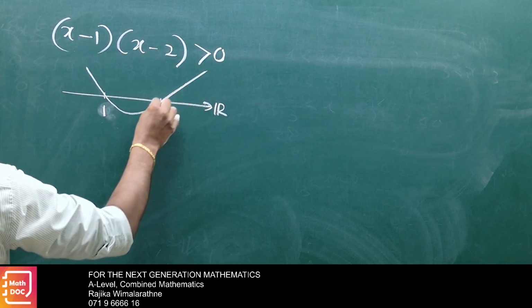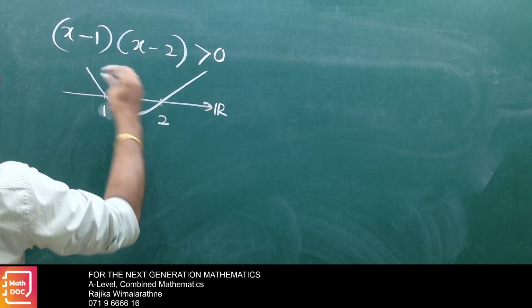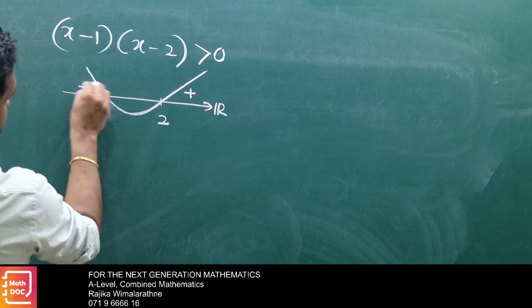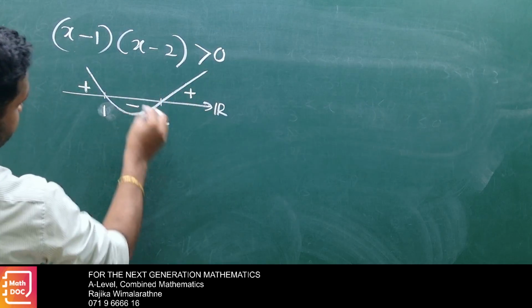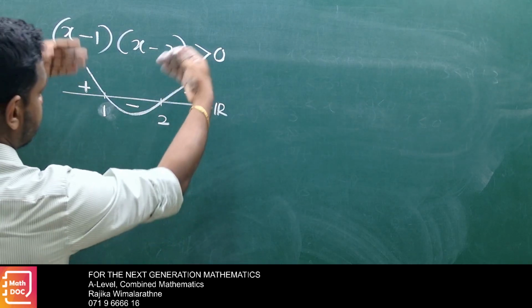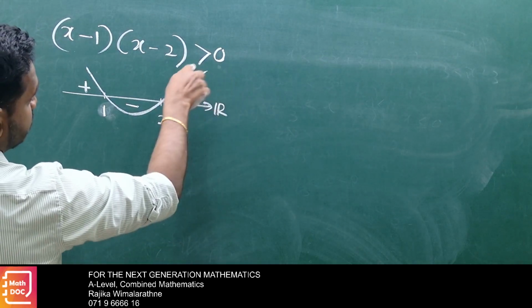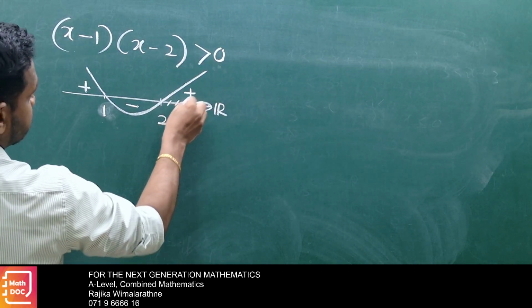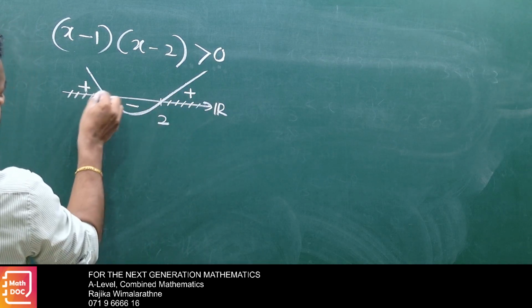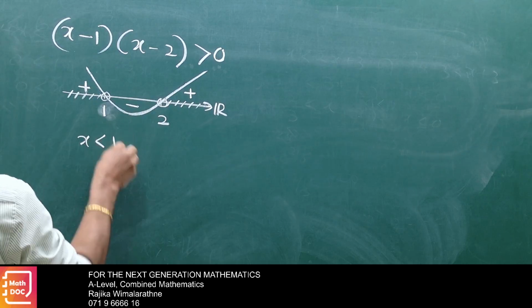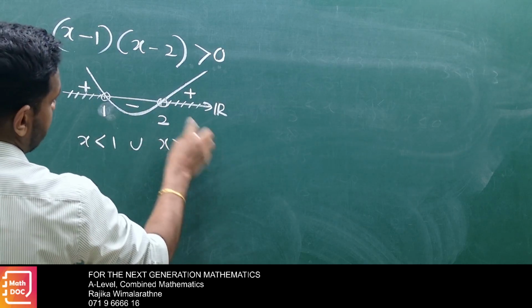Here you change the sign, and change the sign. Upper part we say positive, lower part we say negative. Now, greater than 0 means positive region. Here and here are the positive regions. Then the shaded regions are the solution: x less than 1 union x greater than 2. Here is the solution.